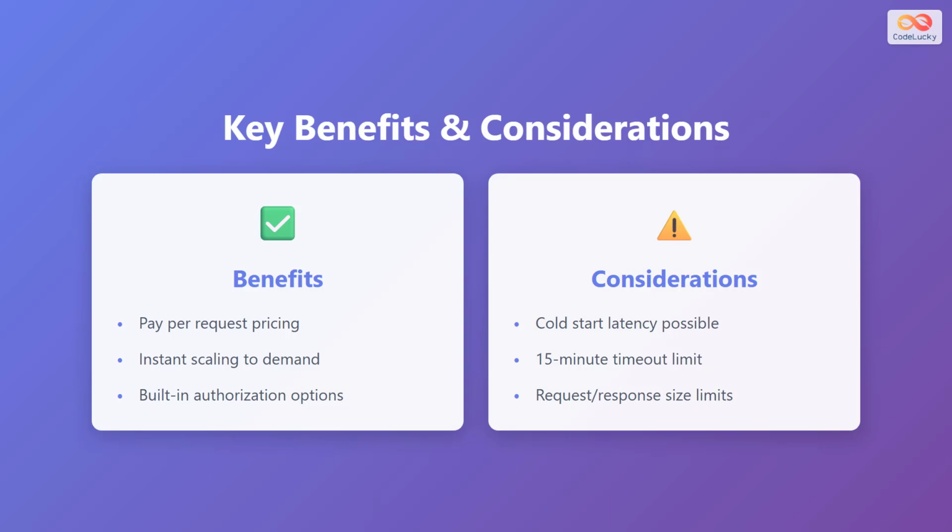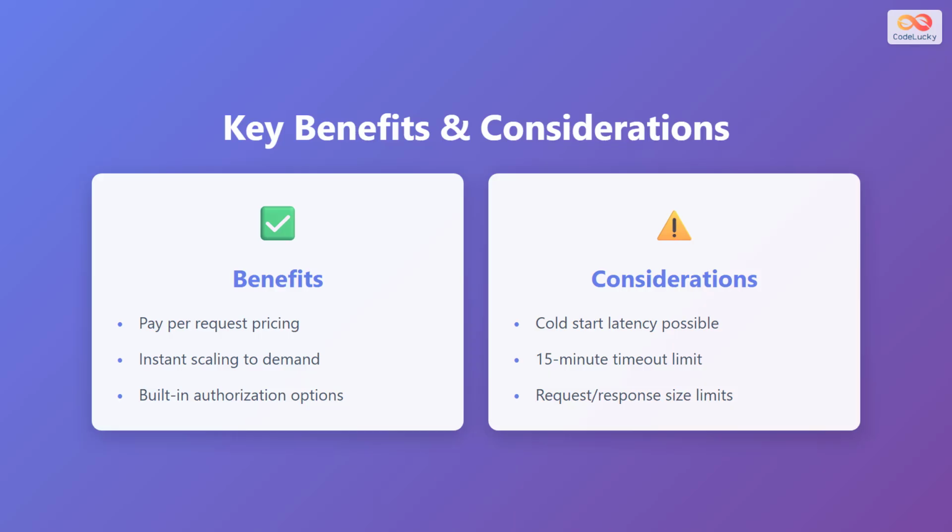Let's wrap up by discussing the key benefits and important considerations of Lambda integration with API Gateway. On the benefits side, you get pay-per-request pricing, meaning you only pay for the API calls you actually receive and the compute time your Lambda functions use. There's no cost for idle time. You also get instant scaling to match demand, whether that's 10 requests or 10,000 requests per second. Additionally, API Gateway provides built-in authorization options, including API keys, AWS IAM, and integration with Amazon Cognito for user authentication.